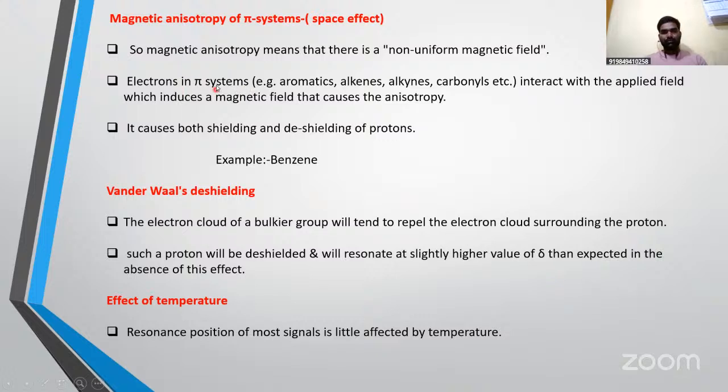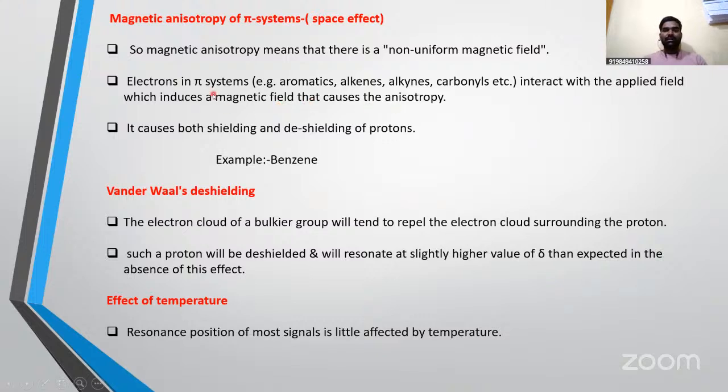Electrons in pi systems, examples are aromatics, alkenes, alkynes, carbonyls, etc., will interact with the applied field, which induces a magnetic field that causes the anisotropy.